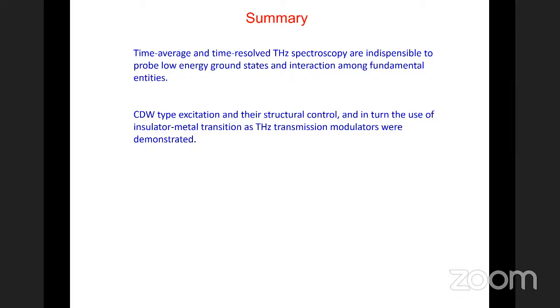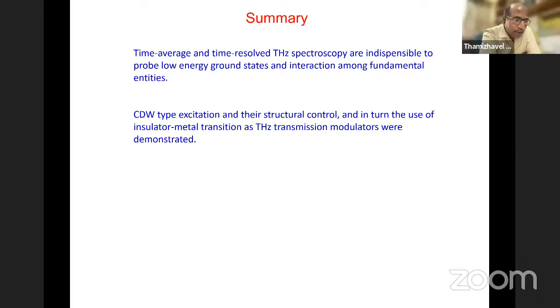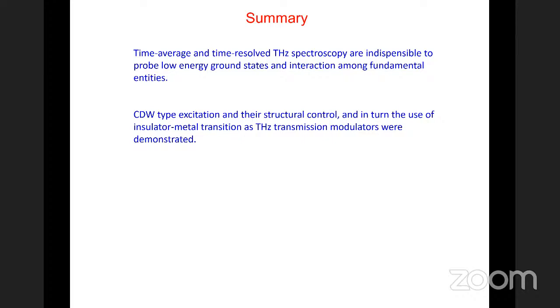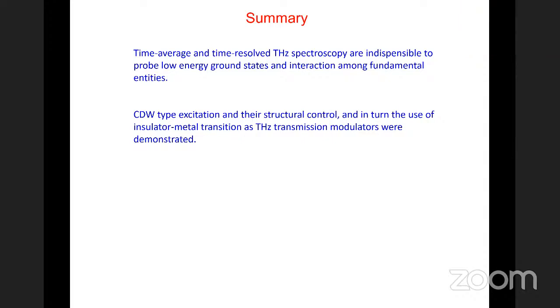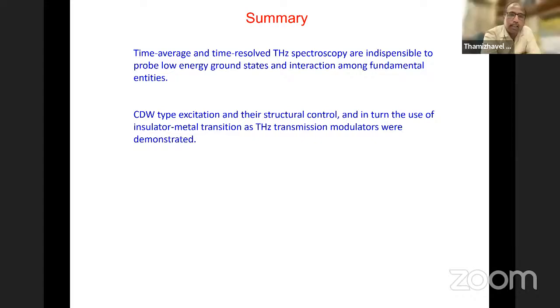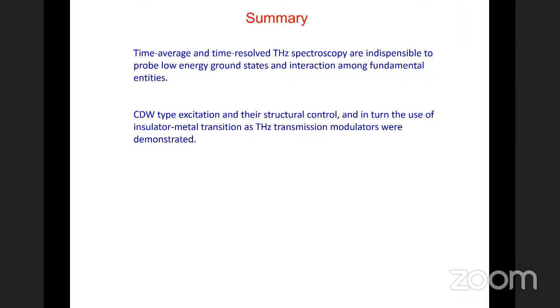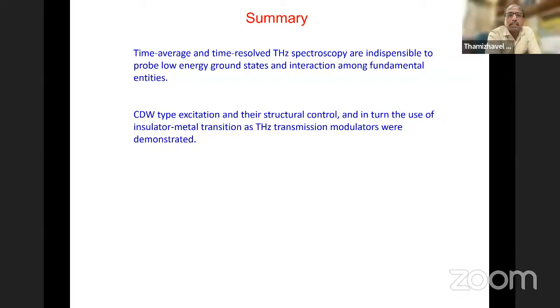So this rare earth does not order magnetically here? No, it's an antiferromagnetic system. This is due to nickel, isn't it? Yeah, it's because of nickel. But I'm asking about the rare earth. No, nobody has found any evidence of ordering of the rare earth in these systems yet. Okay. Shovan, you can ask your question.